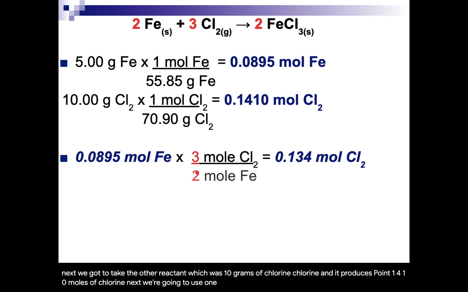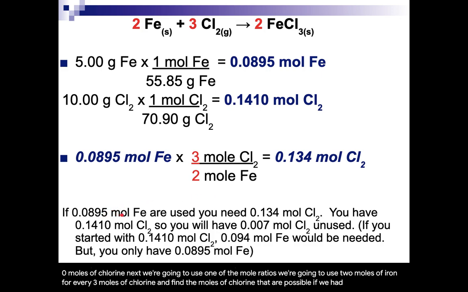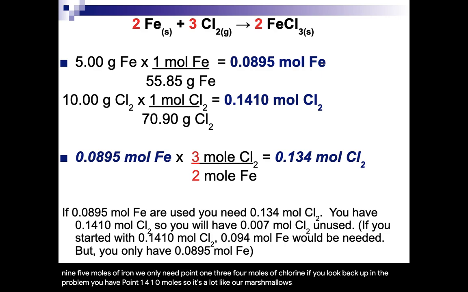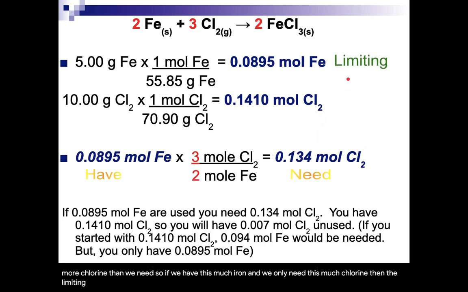Next, we're going to use one of the mole ratios. We're going to use 2 moles of iron for every 3 moles of chlorine and find the moles of chlorine that are possible. If we had 0.0895 moles of iron, we only need 0.134 moles of chlorine. If you look back up in the problem, you have 0.1410 moles. So it's a lot like our marshmallows or our graham crackers. We have more chlorine than we need. So if we have this much iron and we only need this much chlorine, then the limiting reactant is going to be the iron and the excess is going to be the chlorine.